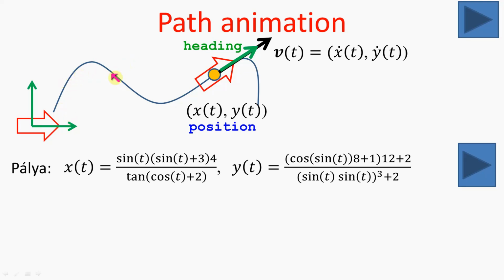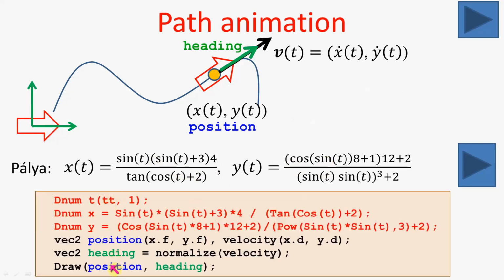So this curve determines not only the position of the object at a particular point of time t, but also the orientation. The orientation is the direction of the movement, which is the current velocity, and the velocity is just the time derivative of the position. Now let us assume that the path is defined by these two functions. To control the orientation or the heading, we have to compute the derivative of these two functions.